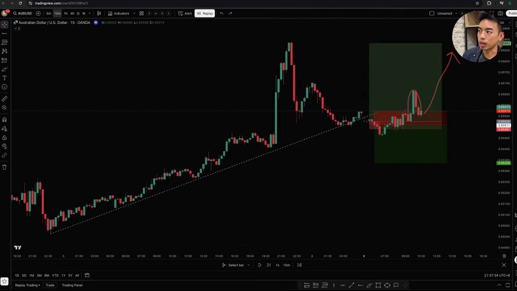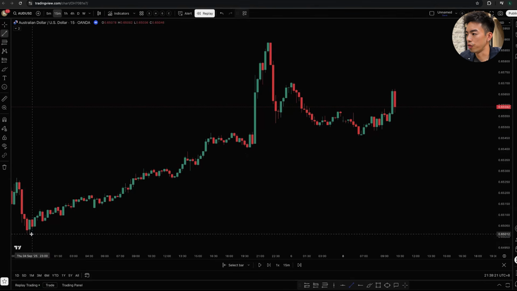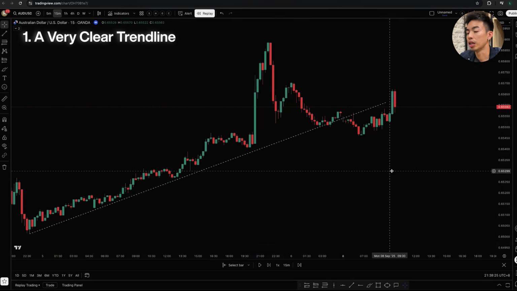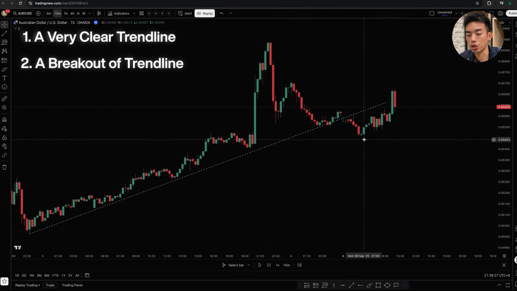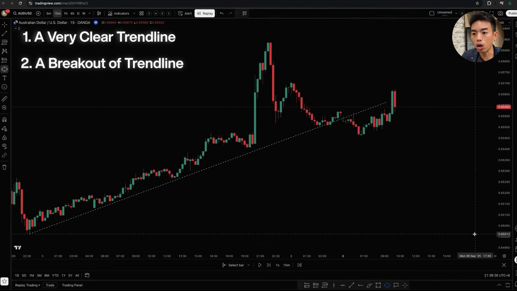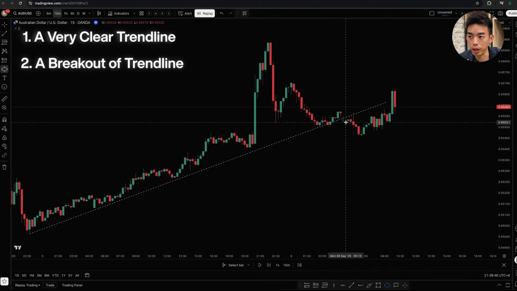So if you really pay attention to what's actually happening here, I want to take you through a step-by-step process. A few things are happening. First thing first, a very clear trend line. Second thing, a breakout of the trend line, which is causing a lot of false selling momentum. All of those three types of selling positions are going to happen as the trend line breaks right here.